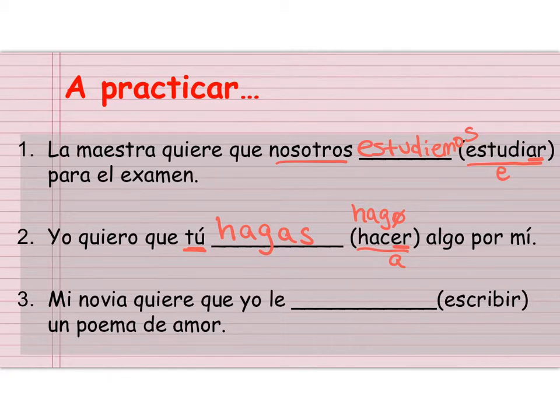Y finalmente, la número 3. Mi novia quiere que yo, we're going to conjugate the yo form of the verb escribir. It's an IR verb, therefore it will get an A ending. Mi novia quiere que yo le escriba. Vamos a parar ahí. We're going to pretend that we had an O. We dropped the O. IR, it's going to get an A ending. Que yo le escriba un poema de amor. Mi novia quiere que yo le escriba un poema de amor.